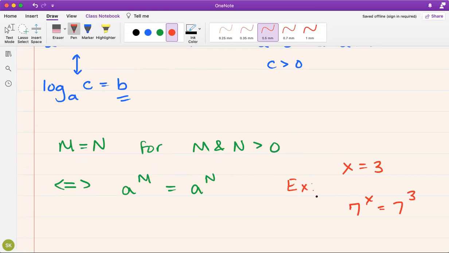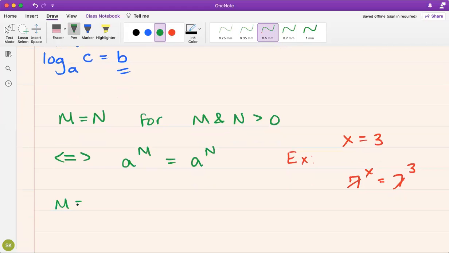Most of the time you'll see it in this form and you'll have to go back to the other form. So if we had 7 to the x is equal to 7 to the 3, then you could say, oh, x is equal to 3 because we have the same base here. Now if we have a different base, then we can't use this property.